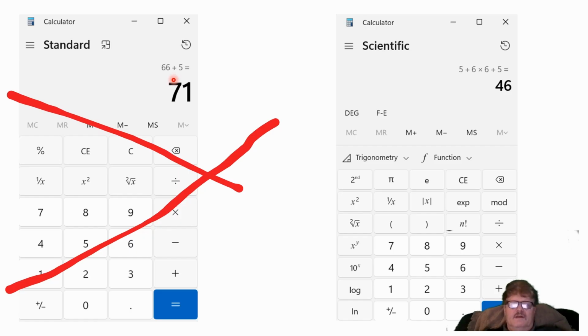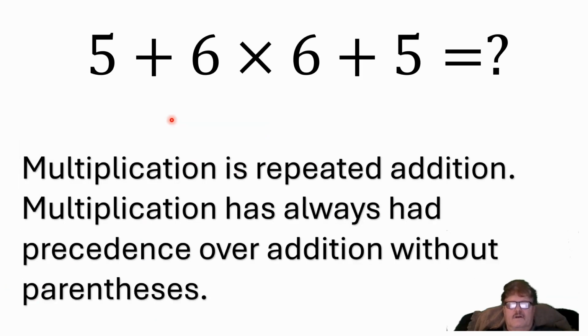A lot of people say, well, look, my little dollar store calculator says the answer is 71. Well, the problem is you're not using that calculator correctly. You can look that up. I'm not going to go into that a whole lot more.